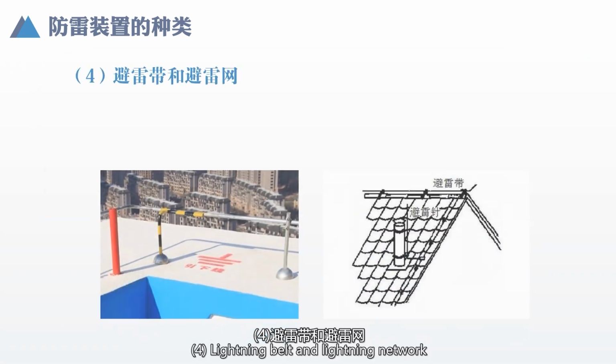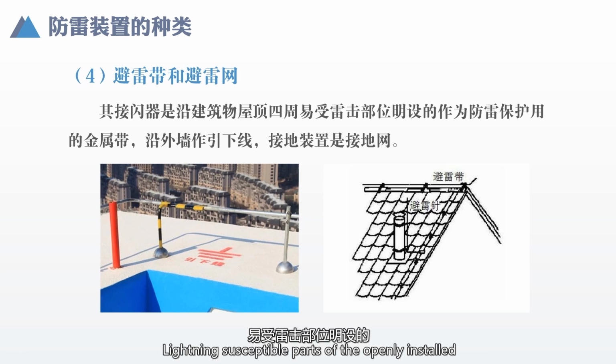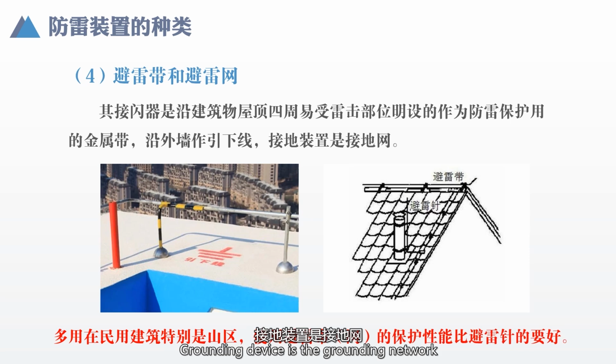Lightning belt and the lightning network. The lightning belt is openly installed along the building roof around lightning susceptible parts. It is a lightning protection with the metal belt along the exterior wall as the lead wire. The grounding device is a grounding network, mostly used in civil buildings, especially in mountainous areas. The use of a lightning belt has better protection performance than lightning rods.